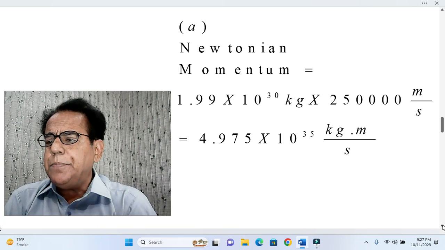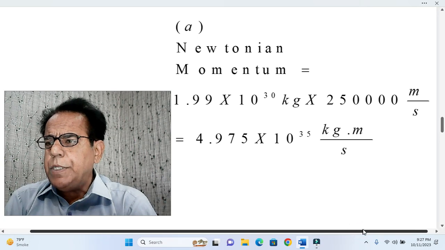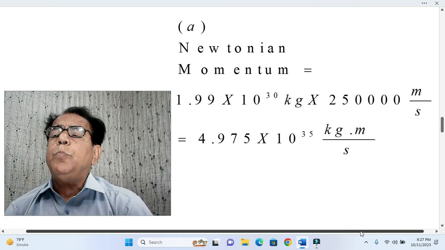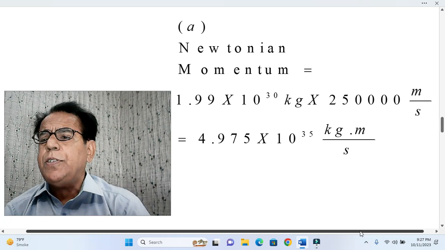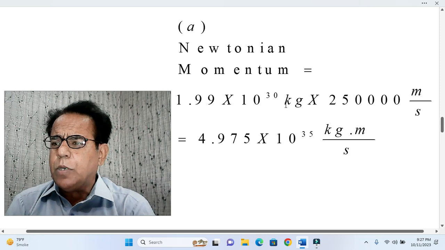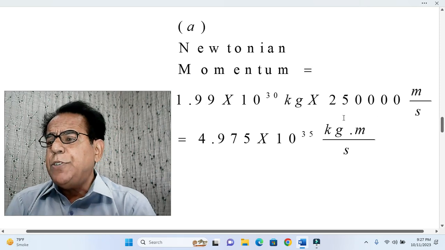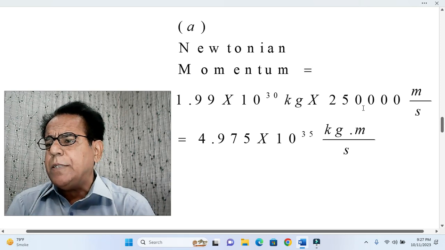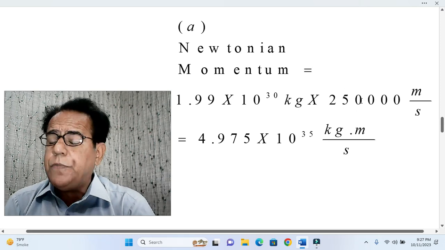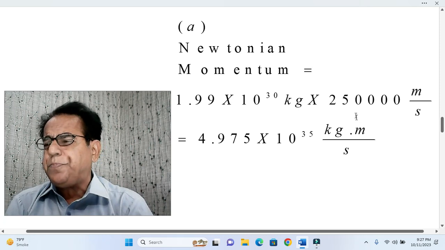Newtonian momentum, we know that Newtonian momentum is equal to mass into velocity, and mass from the astronomical data table is 1.99 into 10 raised to the power 30 kilogram, and u, that is speed or velocity, is given in the statement as 250 kilometer per second, and we have converted 250 kilometer into meter per second.